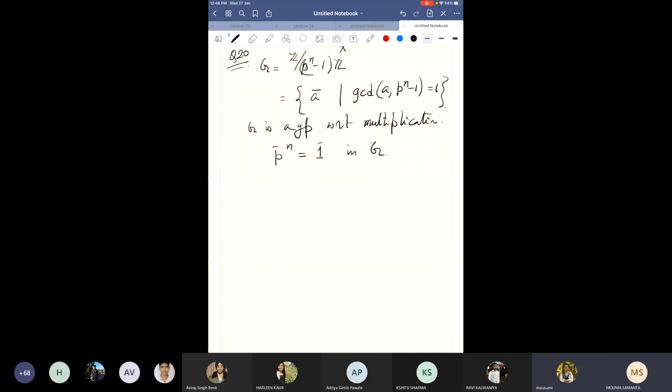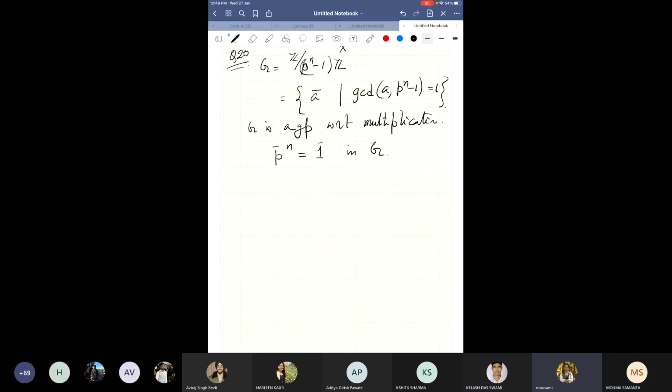The person who has asked the question? The definition of G is not clear, A bar with GCD of A and P^n - 1. Okay, so what is it that is not clear to you? How this is forming a group? Yes, ma'am. Okay, so let's take one example, maybe it will be a little bit better.